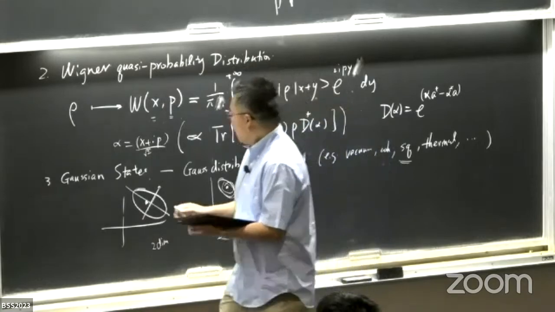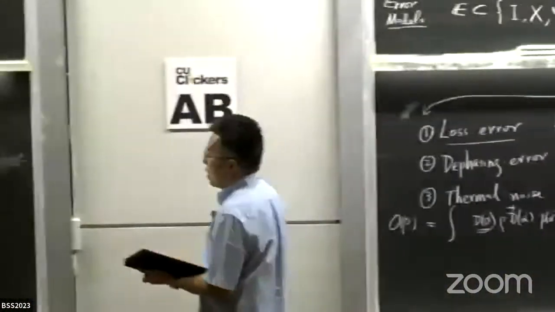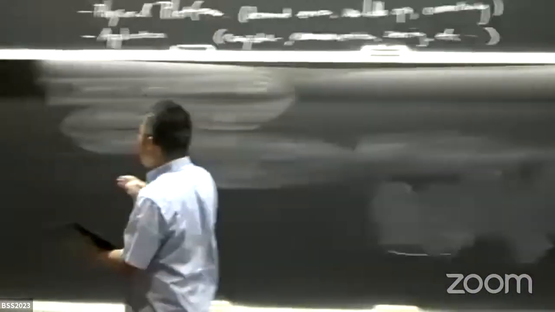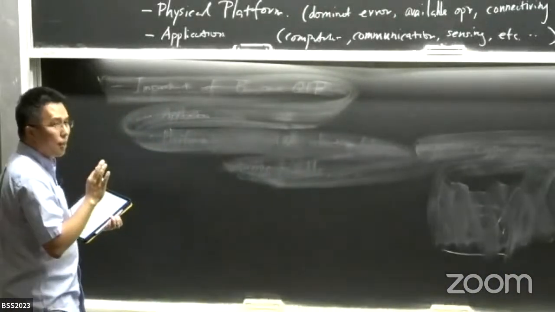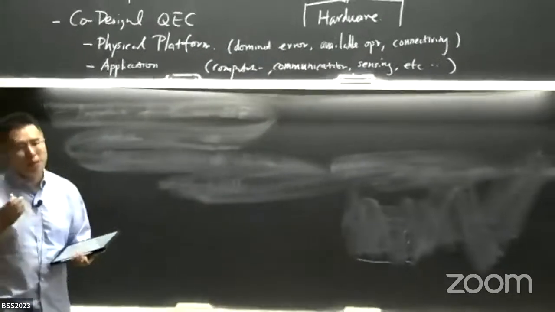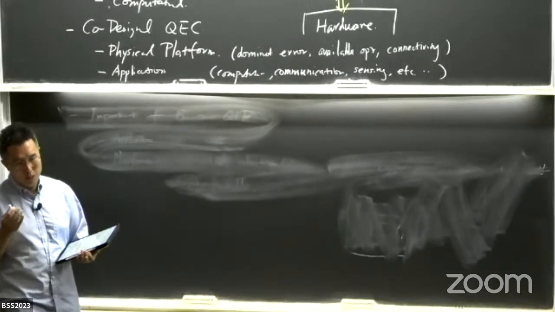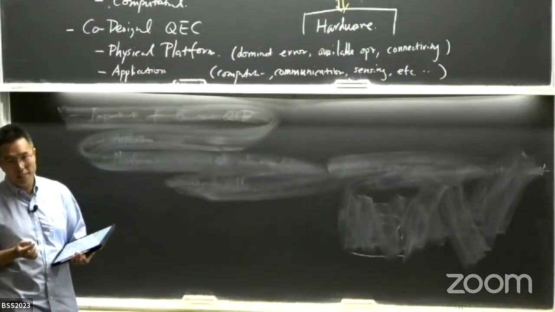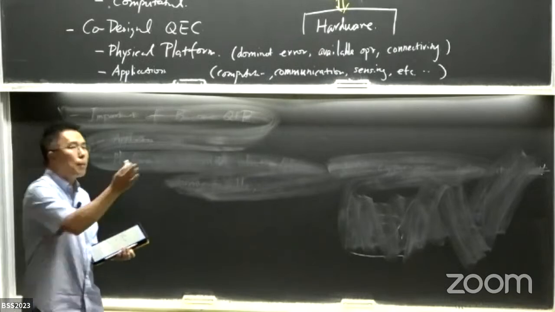So now we have these Gaussian states. Maybe just bear with me for 2 minutes. The reason I introduce the Gaussian states is I want to point out it is non-trivial to do quantum error correction for bosonic systems.